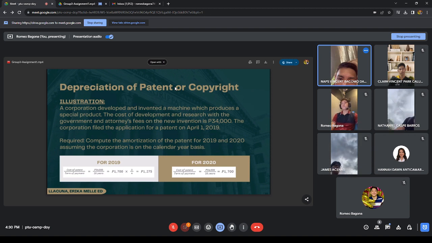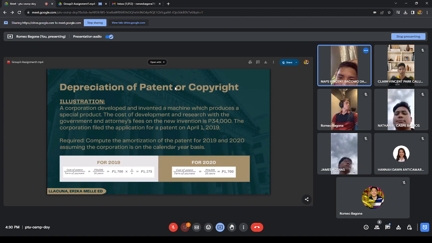A corporation developed and invented a machine which produces a special product. The cost of development and research with the government and attorney's fees on the new invention is 34,000 pesos. The corporation filed the application for a patent on April 1, 2019. Now, it is required to compute the amortization of the patent for 2019 and 2020, assuming the corporation is on the calendar year basis. This is how we will compute it.